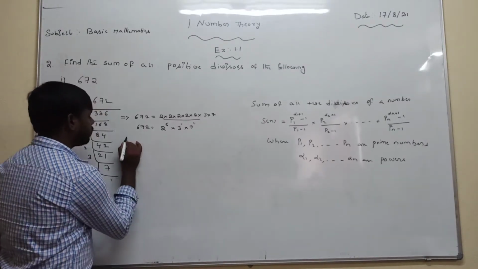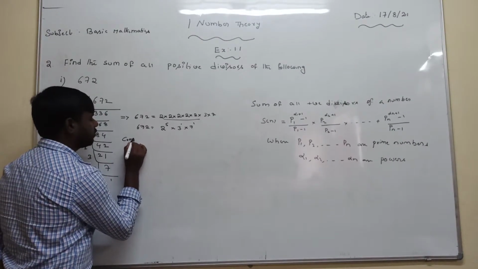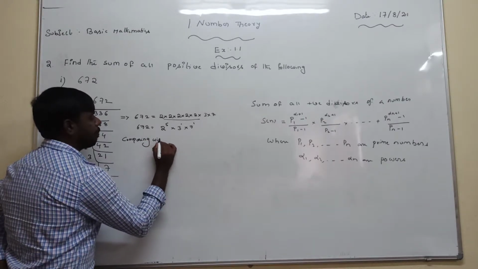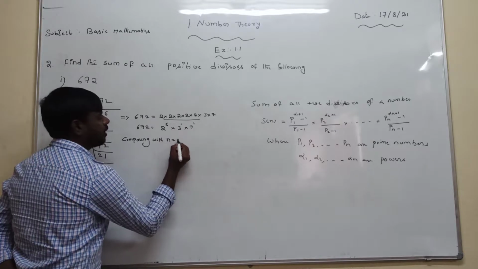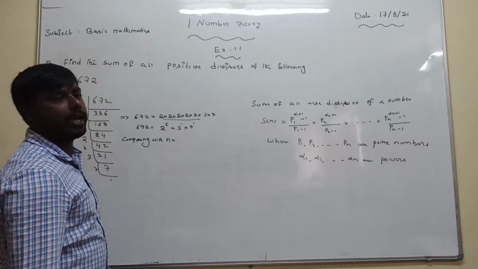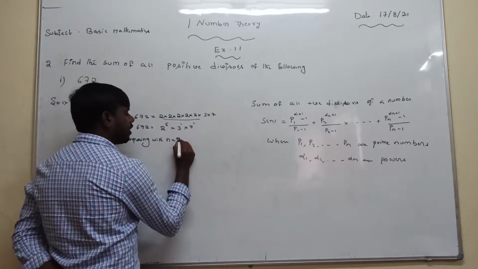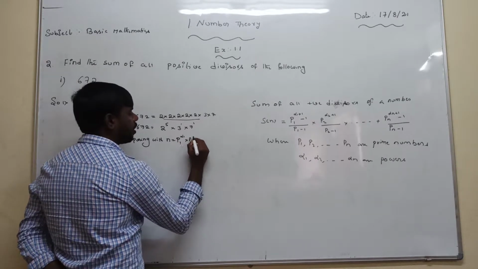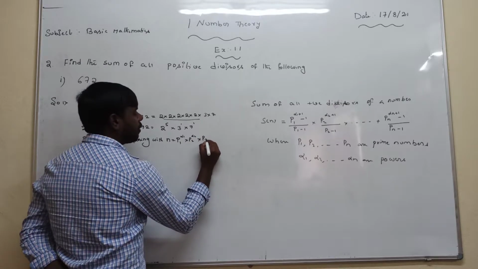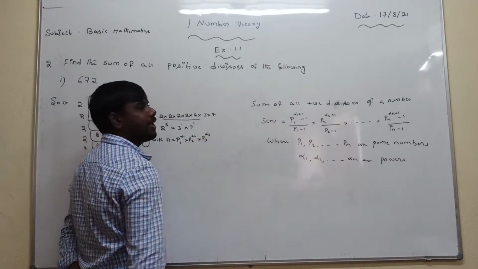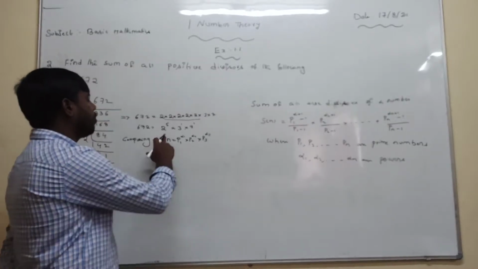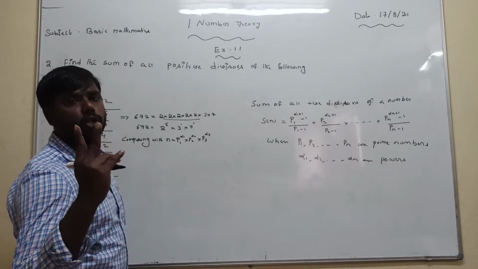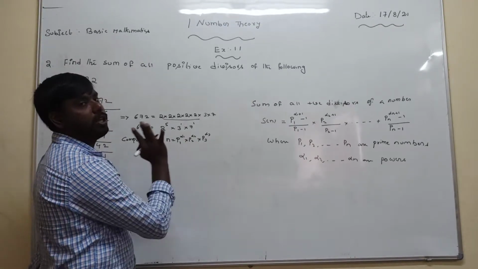Comparing with the general form, n is a number expressed as a product of prime numbers: P1 power of alpha 1 into P2 power of alpha 2 into P3 power of alpha 3, and so on up to Pn power of alpha n. But here there are only 3 elements, so the number of elements is equal to 3. That's why P1, P2, P3 are correct.